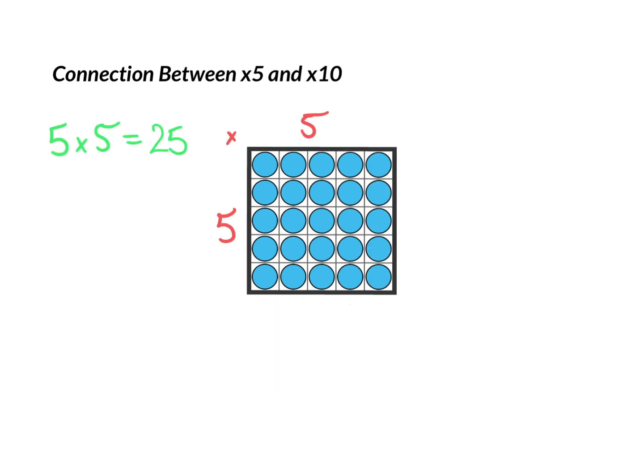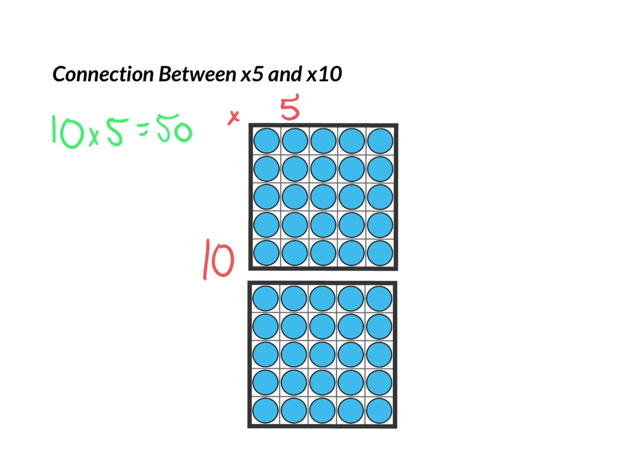Let's work through another example. 5 rows of 5 in each row is 25. 5 times 5, 5 rows, and 5 in each row is 25. 10 rows and 5 in each is 50. 10 times 5 is 50.